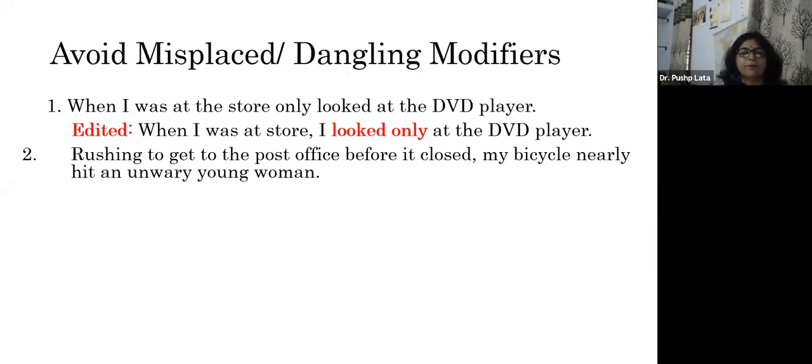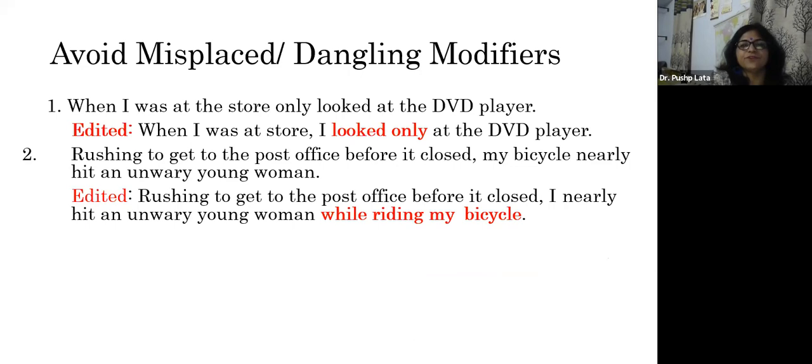Now, here is another example. Rushing to get to the post office before it closed, my bicycle clearly hit an unwary young woman. You see the dangling modifier here. What is that? An unwary young woman, somewhere it is. Now here you can see, rushing to get to the post office before it closed, I nearly hit an unwary young woman. When did I do that? While riding my bicycle. So my bicycle nearly hit an unwary young woman.